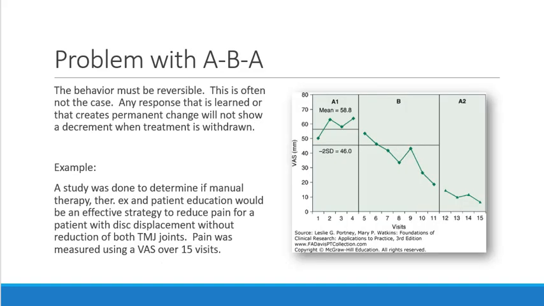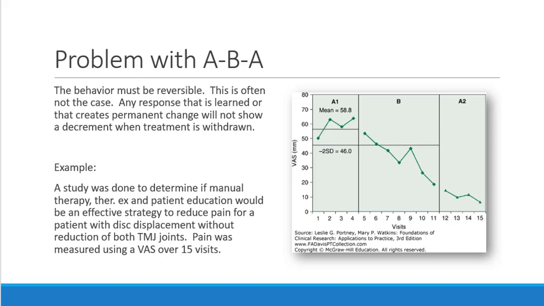Now, a problem with ABA, the behavior again must be reversible. So that gets into that example of my heart rate one. Oftentimes, though, a behavior is not reversible. Any response that's learned or that creates permanent change will not show a decrement when the treatment is withdrawn.